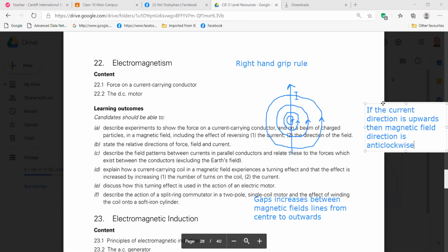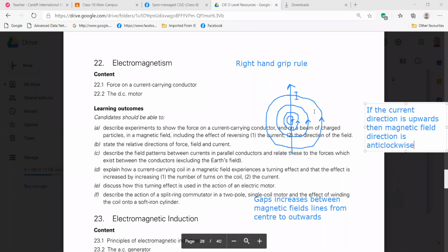You see here we got the direction of magnetic field lines anti-clockwise. If you use your right hand grip, you will understand it: the thumb is showing you the direction of current, the other fingers showing you the direction of magnetic field lines, and which is anti-clockwise. So is it clear, everyone?